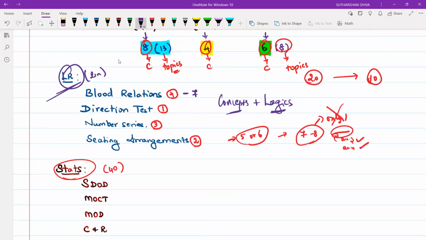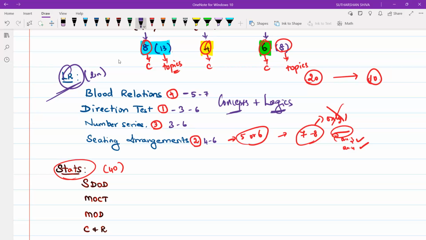Blood relation, they may test 7 questions. Minimum 5 questions should be there. Maximum 7 will be there. In some cases, it may go to 8. Direction will be 3 to 6 questions. Number series, again, 3 to 6 questions. And seating arrangement will also come from 4 to 6 questions. Approximately put together, they are going to test you for 20 marks.